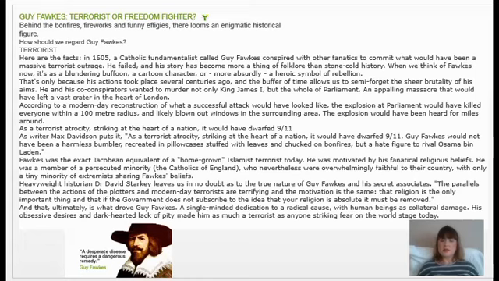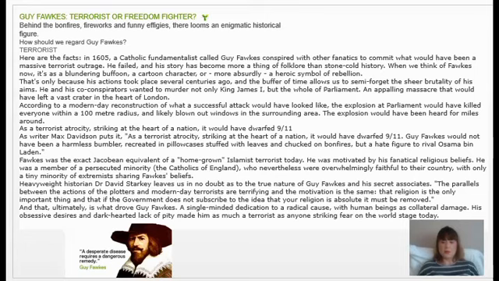As writer Max Davidson puts it, as a terrorist atrocity striking at the heart of a nation, it would have dwarfed 9/11. Guy Fawkes would not have been a harmless bumbler, recreated in pillowcases stuffed with leaves and chucked on bonfires, but he would have been a hate figure to rival Osama bin Laden. Fawkes was the exact Jacobean equivalent of a homegrown Islamist terrorist today. He was motivated by his fanatical religious beliefs. He was a member of a persecuted minority, the Catholics of England, who nevertheless were overwhelmingly faithful to their country, with only a tiny minority of extremists sharing Fawkes's beliefs.